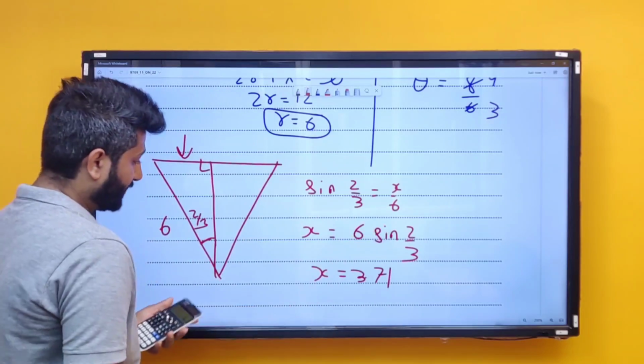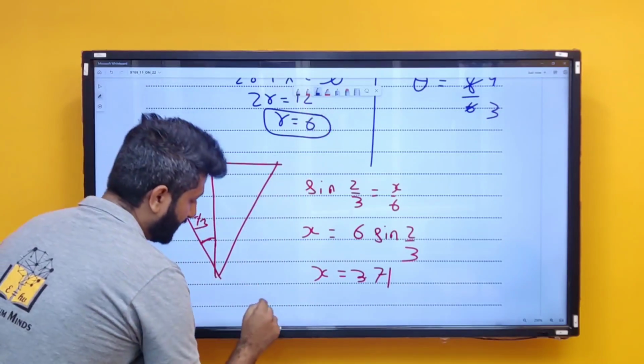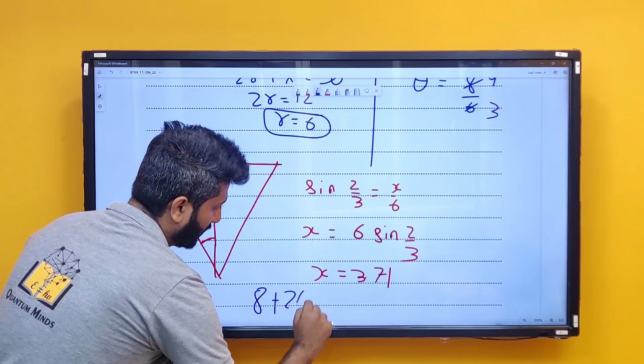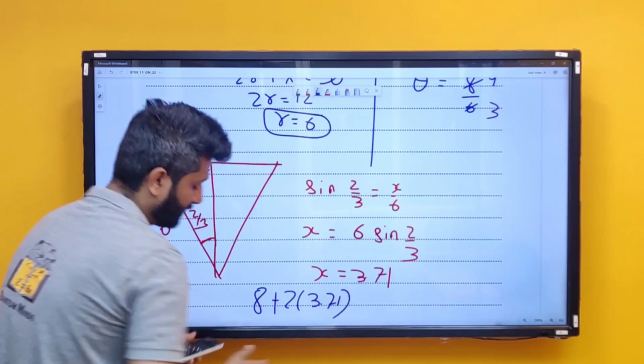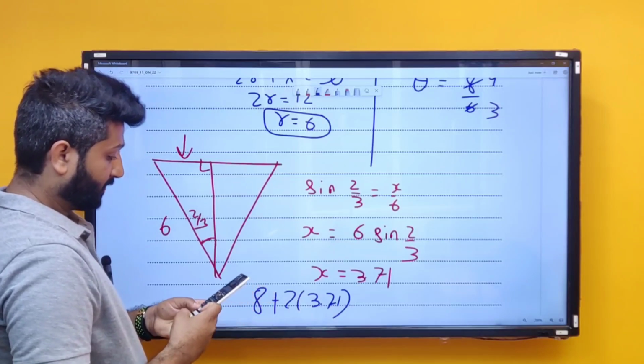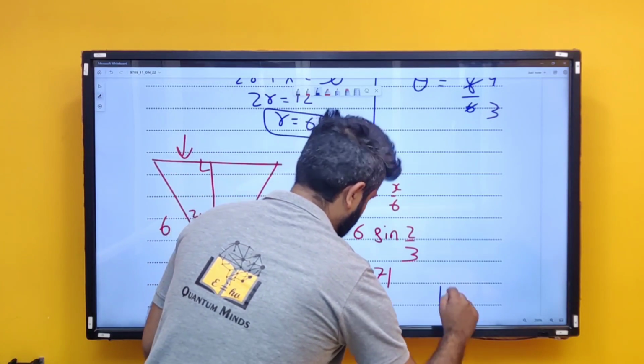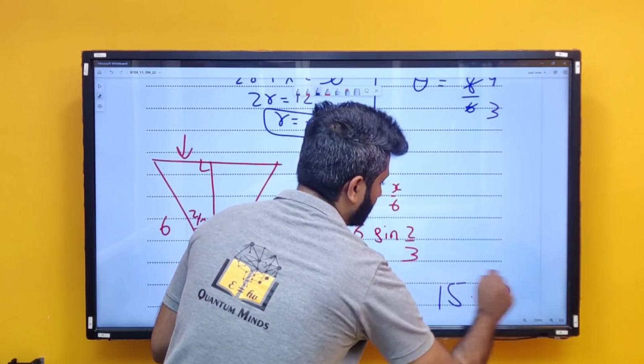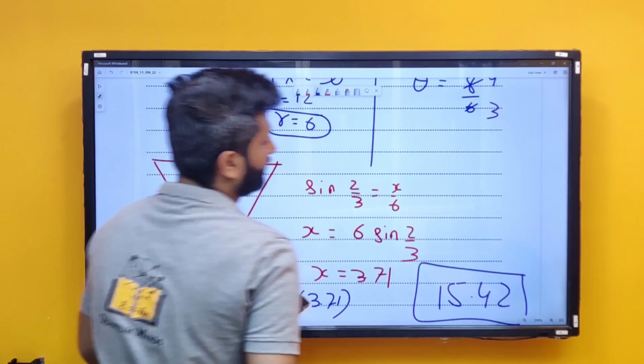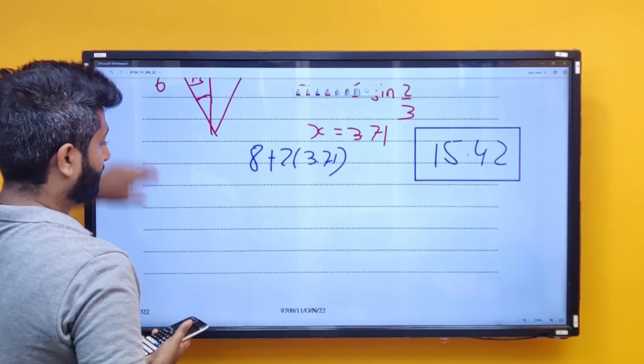Now into 2, right? So my final perimeter is going to be 8 plus twice of 3.71, right? So into 2 plus 8. So my answer is 15.42. This is my perimeter of this region.